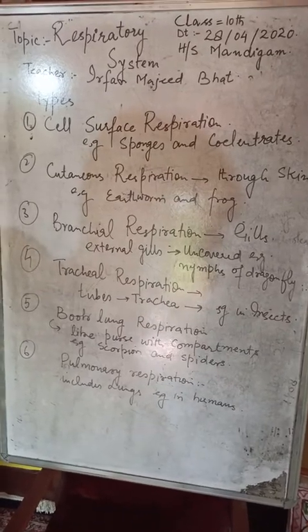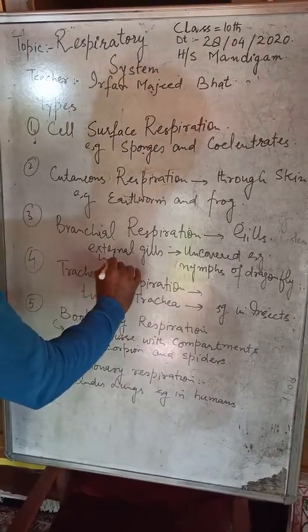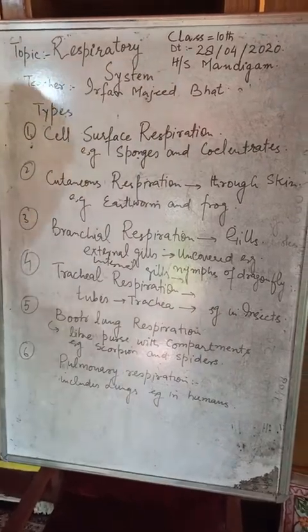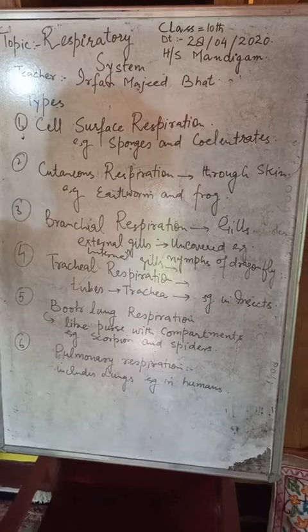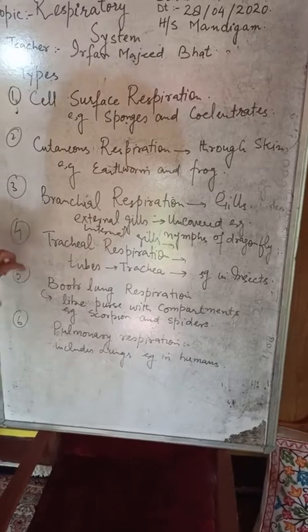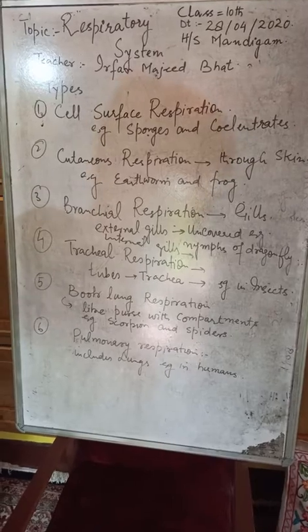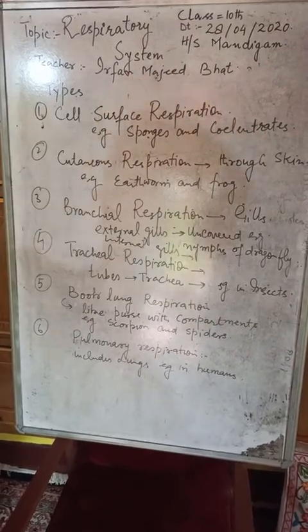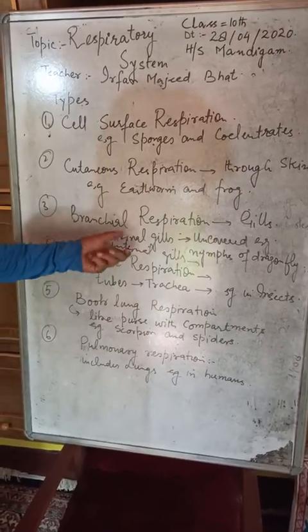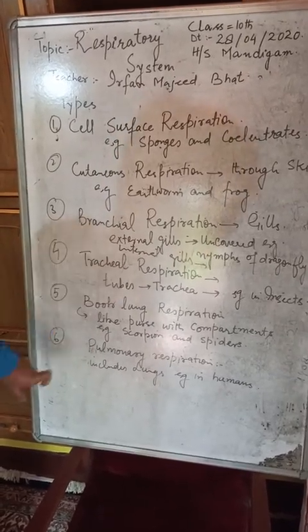The external gills are present in the larva of the dragonfly, and the internal gills are present in fish and in the prawn. That type of respiration is called the branchial respiration. Then you have the fourth type of respiration here, tracheal respiration. Here the exchange of gases takes place through tube-like structures. They are the shiny tubes which are present generally in insects, and those tubes are called the trachea. As you can see, in branchial respiration the exchange of gases takes place through the gills. Here, the exchange of gases takes place through the shining tubes called the trachea.